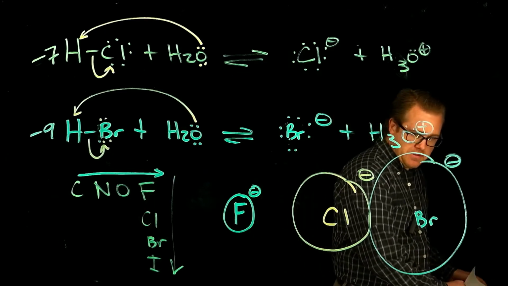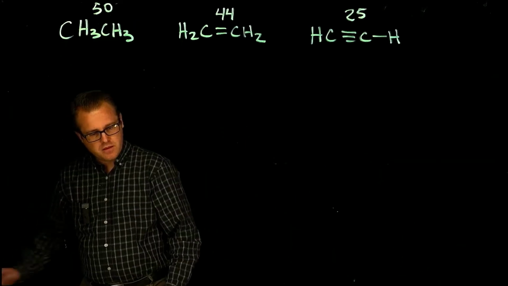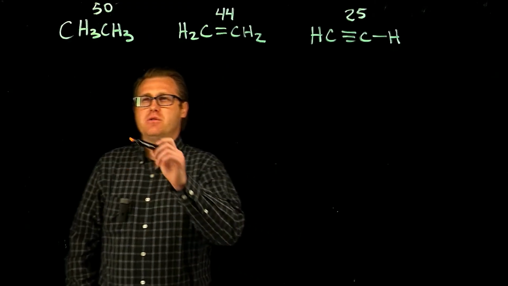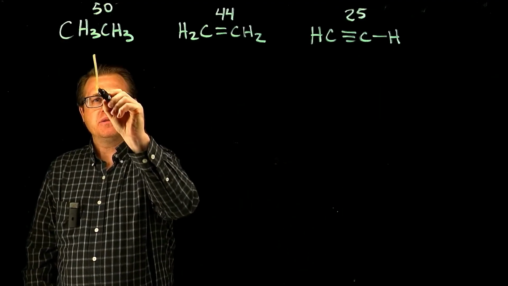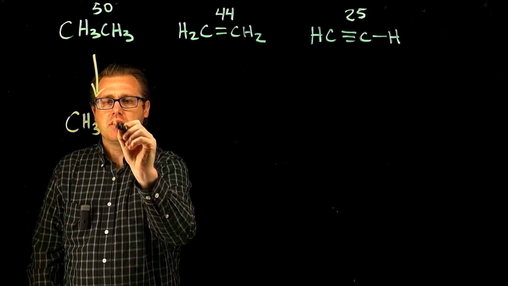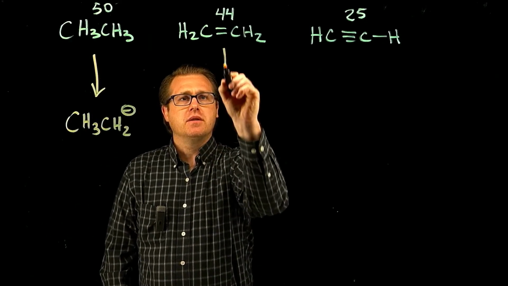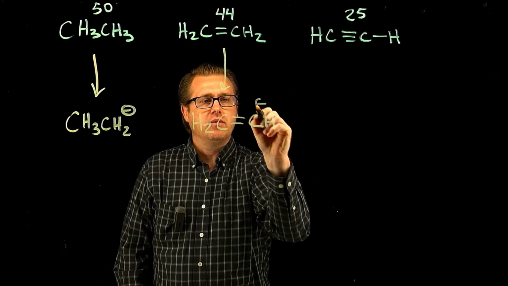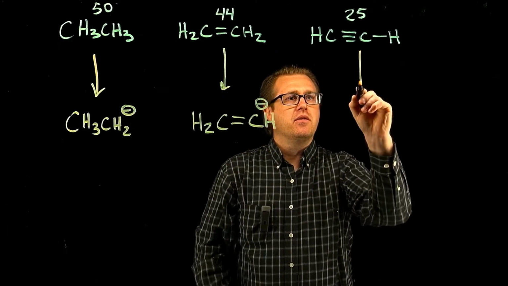Okay, let's keep moving along. Now let's take a look at when you look at an alkane, alkene, and an alkyne. And what I'm going to do is I'm just going to draw an arrow down here to show the conjugate base. Okay. So this one. Now you can notice, what am I doing? I'm abstracting off one proton from these.